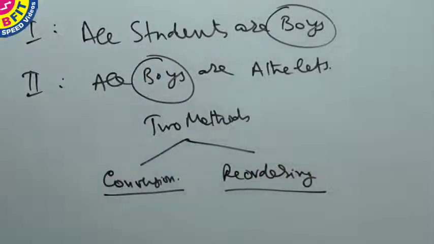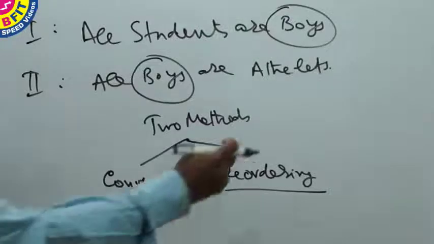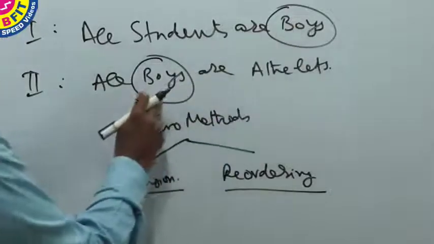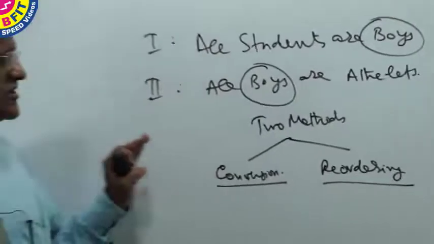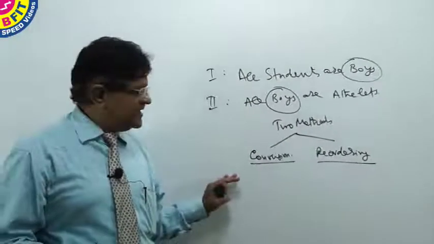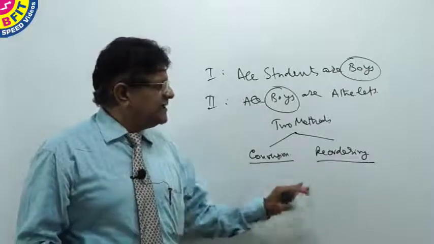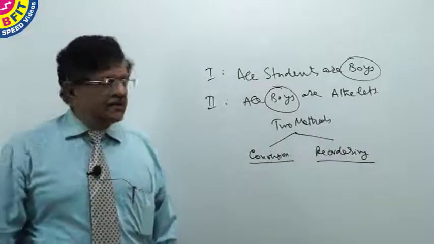We have seen the second step in drawing mediate inference is that the statement must be aligned. Aligned means the predicate of the first statement must be the subject of the second statement. Suppose in the given two statements there is a common term but it is not aligned, then you can align the two statements using two methods. One method is by conversion and the other is by reordering. Let us see both.